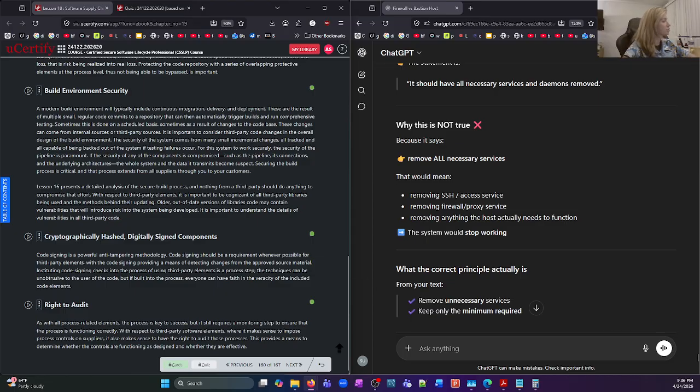Right to audit. As with all process-related elements, the process is key to success, but it still requires a monitoring step to ensure that the process is functioning correctly. With respect to third-party software elements, where it makes sense to impose process controls on suppliers, it also makes sense to have the right to audit those processes. This provides a means to determine whether the controls are functioning as designed and whether they are effective.